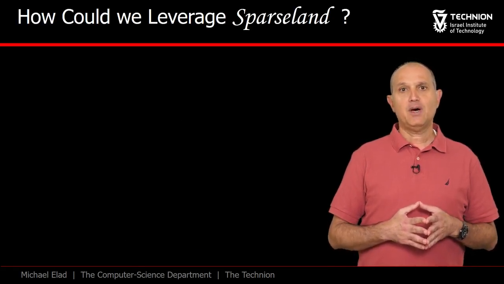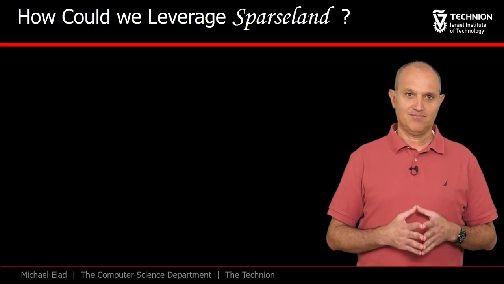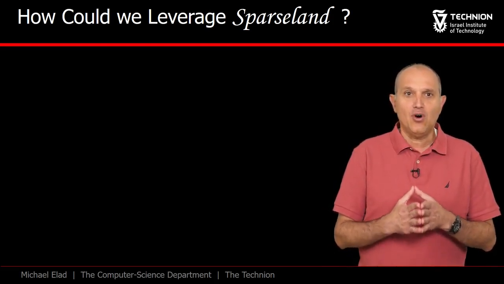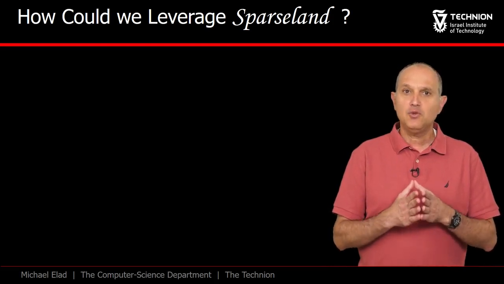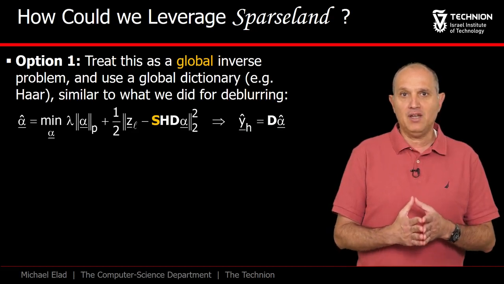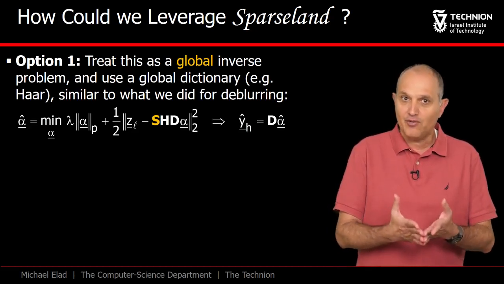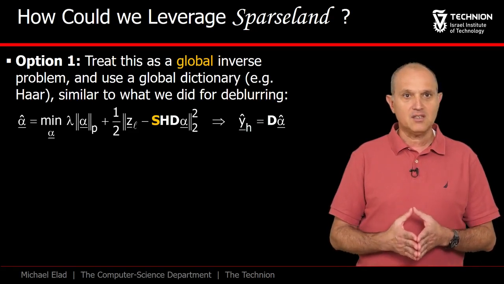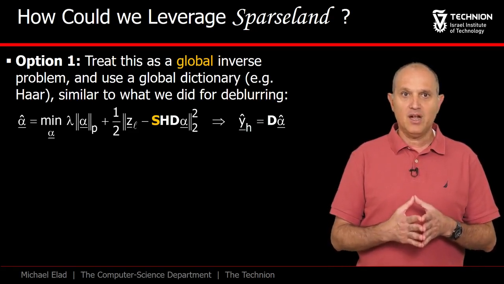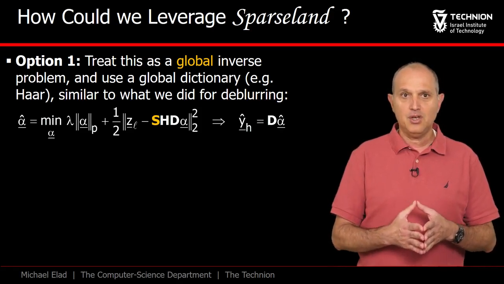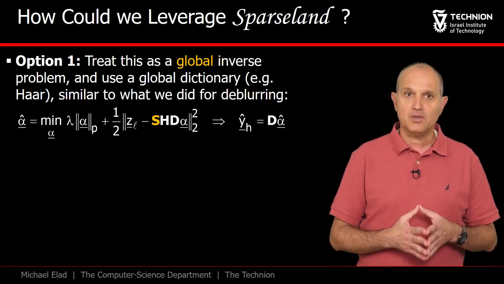How can we bring SparseLand to this task? If you were to design a single image super resolution algorithm based on all that we have seen so far, what would you have done? Probably the first method that comes to your mind is P0 epsilon all over again. Look at this formulation of the problem. It makes a lot of sense. We search for the sparsest possible alpha to represent the desired image, such that after a blur and decimation it is close to the measurements.